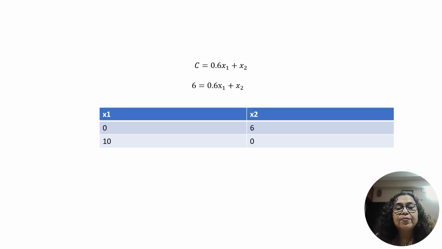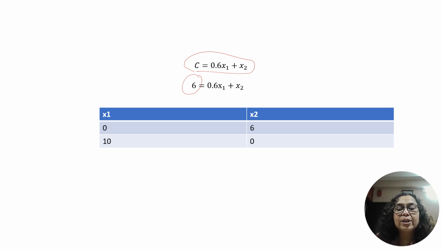So this is the objective function. C is equal to 0.6x1 plus x2. Now we take an arbitrary value of C. Here I have taken 6, a small tip. Why have I taken 6? Because it is divisible by 0.6. And of course, this is 1, so it won't matter.